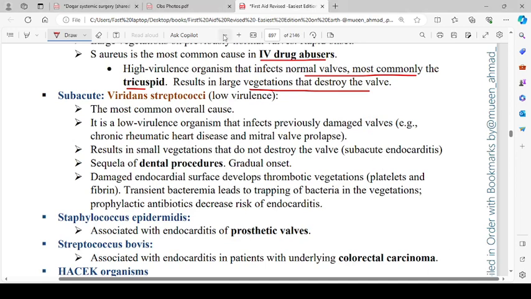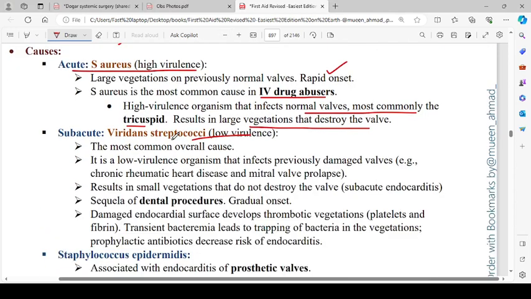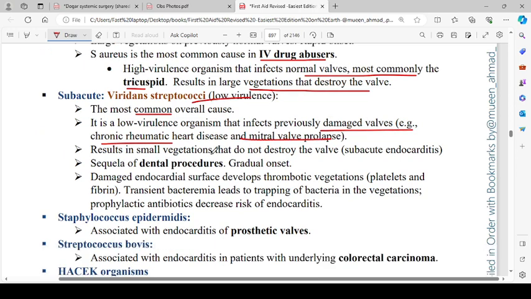Subacute viridans streptococci, low virulence. We were talking about infective endocarditis. So acute is caused by Staph aureus. Subacute one is caused by the viridans streptococci. The most common overall cause is also viridans streptococci. It is a low virulence organism that infects previously damaged valves like chronic rheumatic heart disease and mitral valve prolapse. It results in small vegetations that do not destroy the valve. Subacute endocarditis is a sequela of dental procedures, and it is a gradual onset.